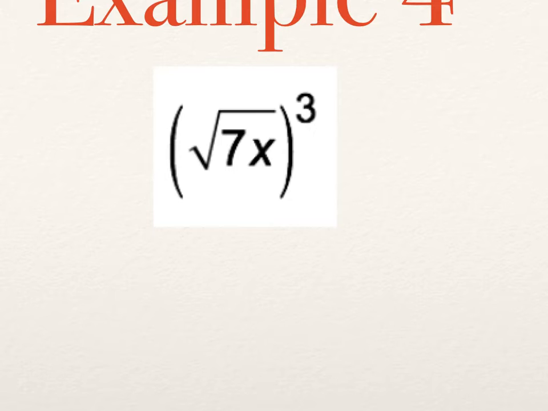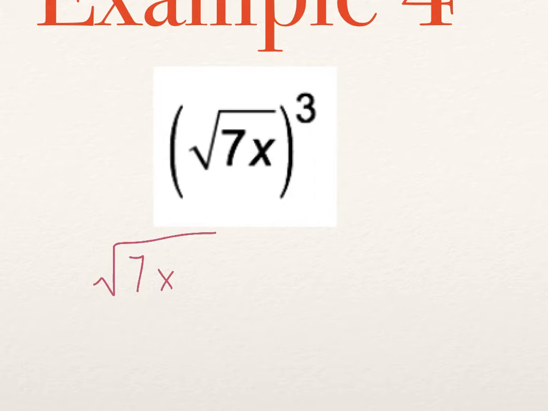For this one, if you notice, it looks just like the last one, but the 3 is on the outside of the parentheses, where in the one before, the parentheses were inside the square root. So here, let's see if we get the same answer as the one before.